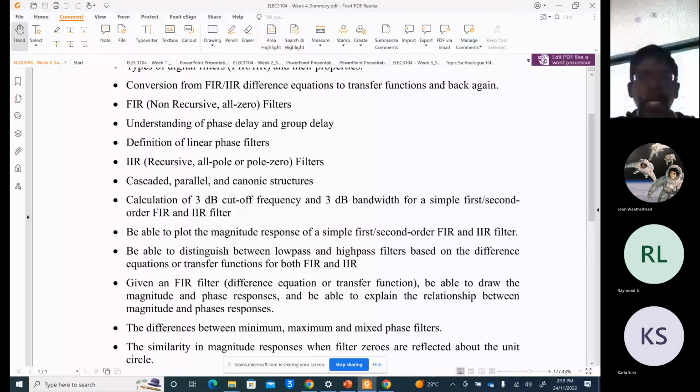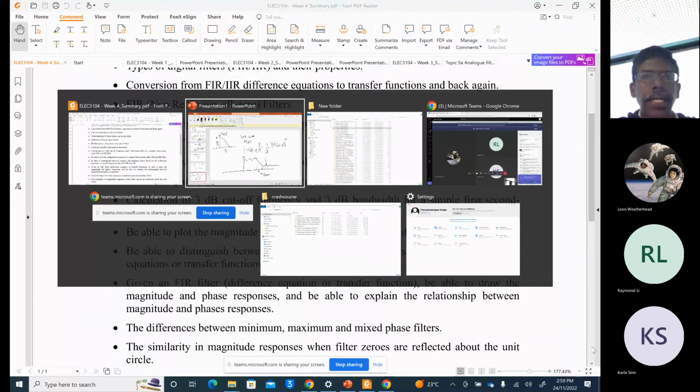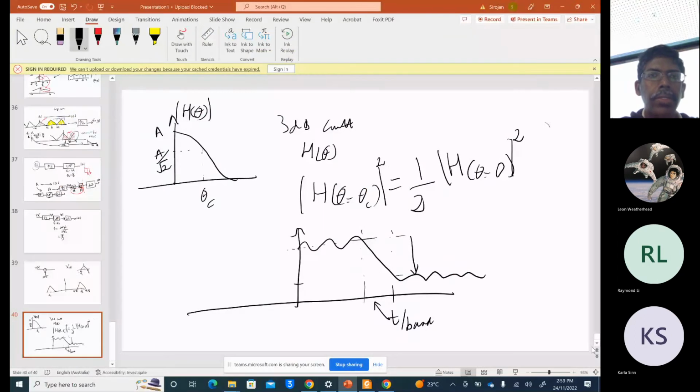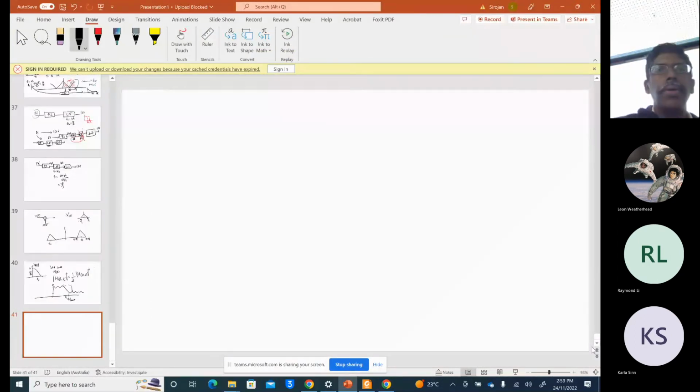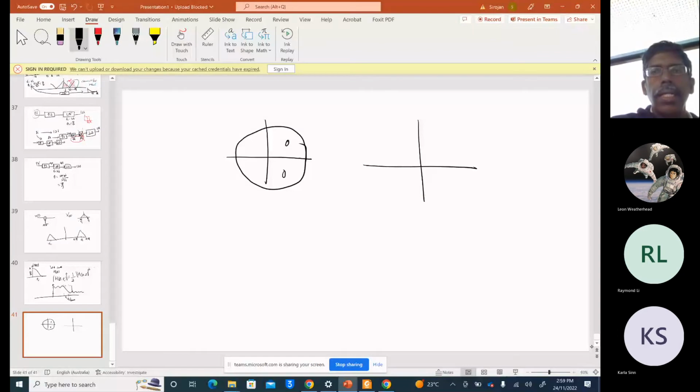Let's see whether we have missed anything. Minimum, maximum phase filters. Another thing is this one. When you reflect a zero from here to outside the unit circle, let's say this is R, this is 1 over R.